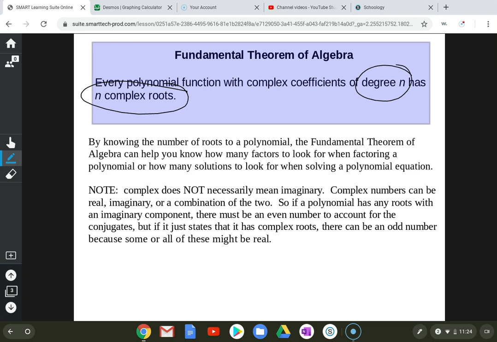So if a polynomial has any roots with an imaginary component, remember there have to be an even number to account for the conjugates, right? So if I have one imaginary root, I must have another imaginary root. There's always got to be an even number of imaginary roots. However, you can have as many real roots as you want. So you can have an odd number of roots, but if you have imaginaries, there need to be an even number.